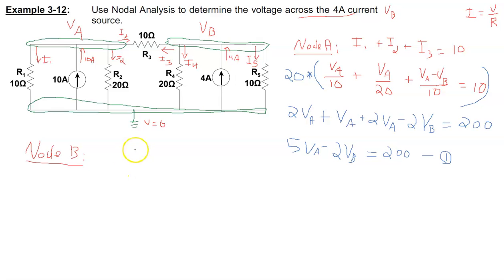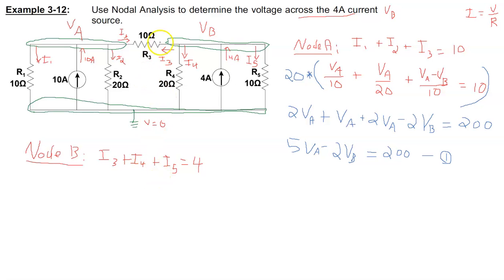And so then, for node B, we can say that I3 plus I4 plus I5, the sum of the currents that leave, equals the sum of the currents that enter, which is 4 amps. Now, we do follow exactly the same procedure.